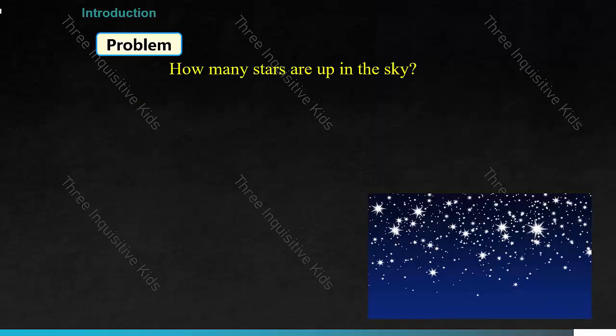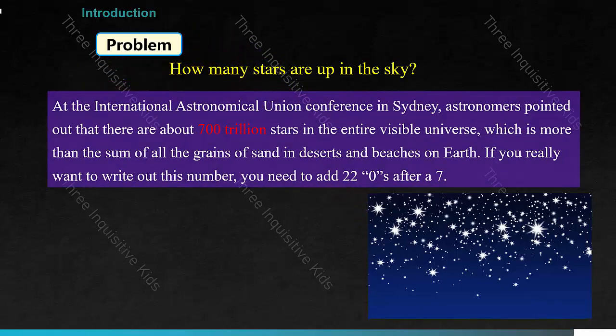I want to ask you a question. How many stars are up there in the sky? At the International Astronomical Union Conference in Sydney, astronomers pointed out that there are about 700 trillion stars in the entire visible universe, which is more than the sum of all the grains of sand in the deserts and beaches on Earth. If you really want to write out this number, you would need to write 22 zeros after a 7.